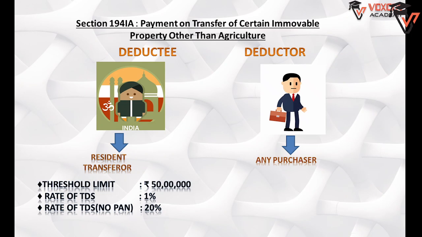Now we will understand a brief introduction of what these sections actually were. 194IA was payment on transfer of certain immovable property other than agricultural land. So the deductee in this case is a resident transferor and the deductor is any purchaser. The threshold limit for a single transaction was 50 lakh. Rate of TDS was 1%, and if the PAN of the deductee was not provided, then the rate of TDS was 20%.